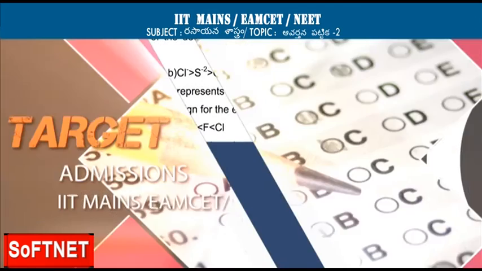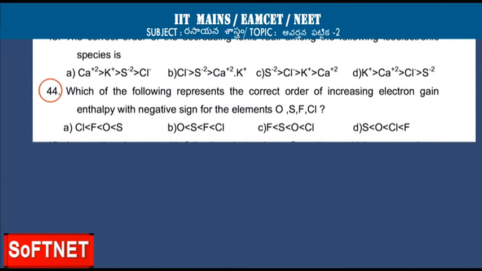Which of the following represents the correct order of increasing electron gain enthalpy with a negative sign for the elements oxygen, sulfur, fluorine and chlorine? The correct option is B, oxygen < sulfur < fluorine < chlorine.